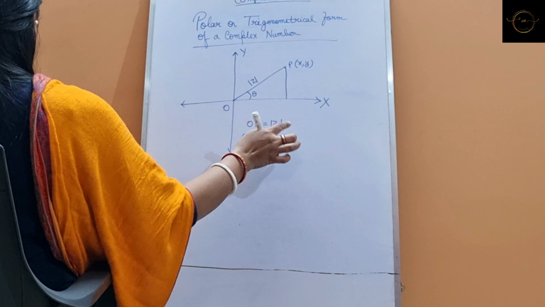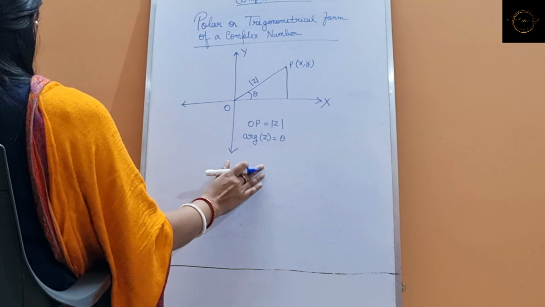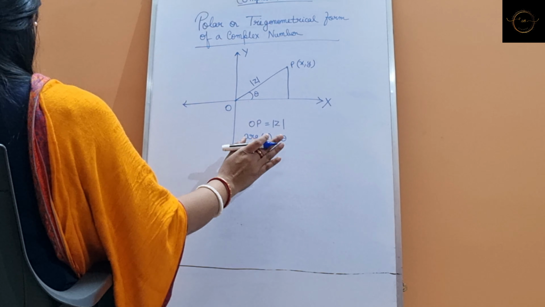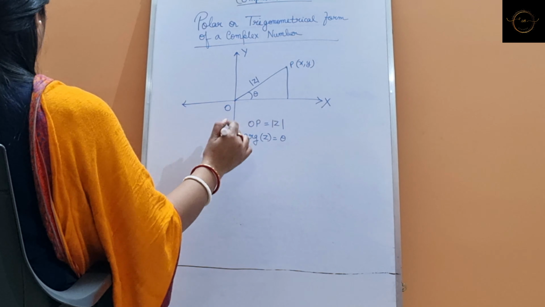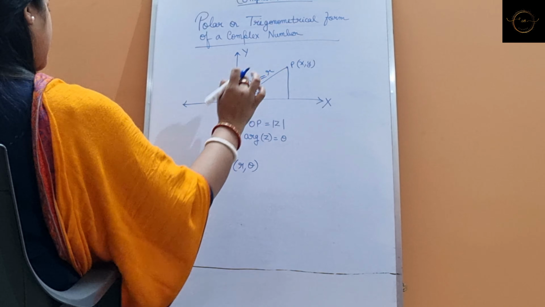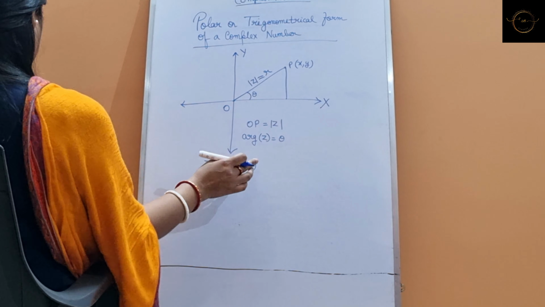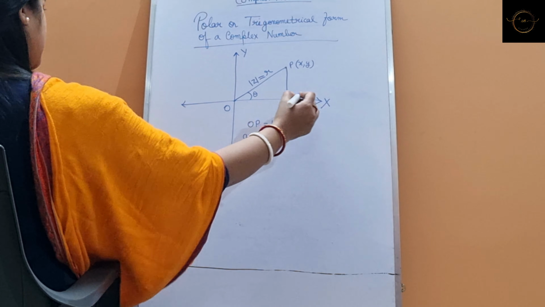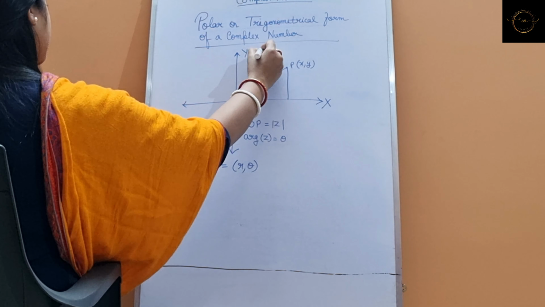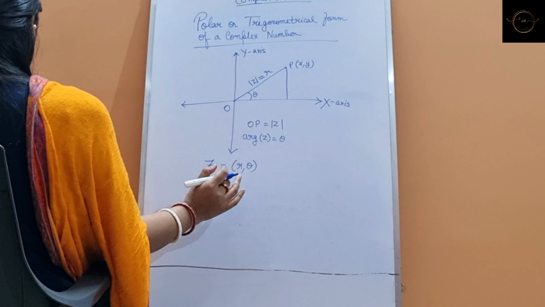Now we will use the geometrical form of the complex number to obtain its polar form. In the polar or geometrical form, the complex number z is represented as r comma theta. What is r? R is actually the distance in this case, and what is theta? Theta is the argument of z, which we have learned previously. So this is the x-axis and this is the y-axis, and here we are about to find the polar form.